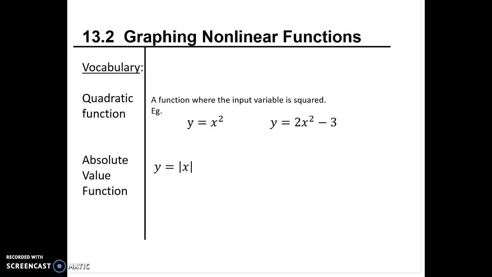Okay, gentlemen, so we're going to start off here with your notes. It's 13.2, graphing nonlinear functions. And we need to start off with a little bit of vocabulary. So here's our first thing.